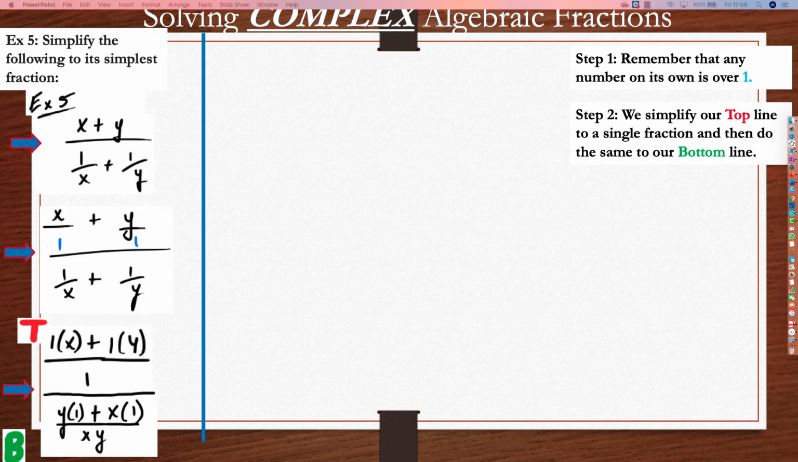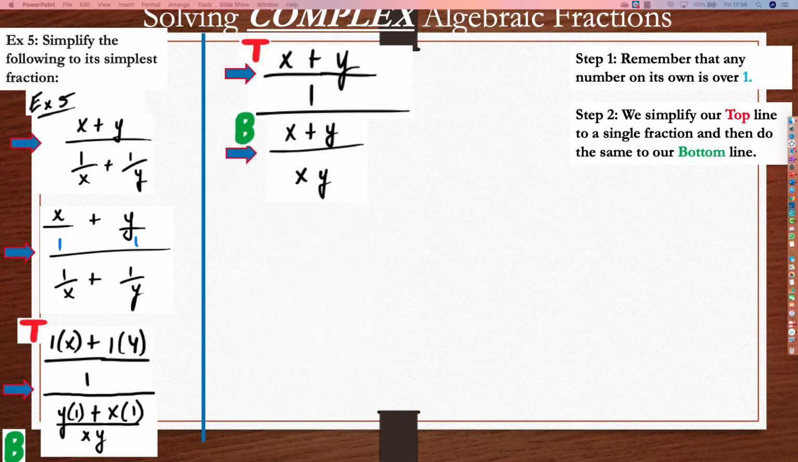So we are left with x plus y over 1, i.e. 1 by x is x, 1 by y is y, over our bottom number, which is 1. On the bottom, we're left with y plus x over xy. We now have a fraction over a fraction. How would we divide two fractions here? Flip the bottom, and then we multiply.